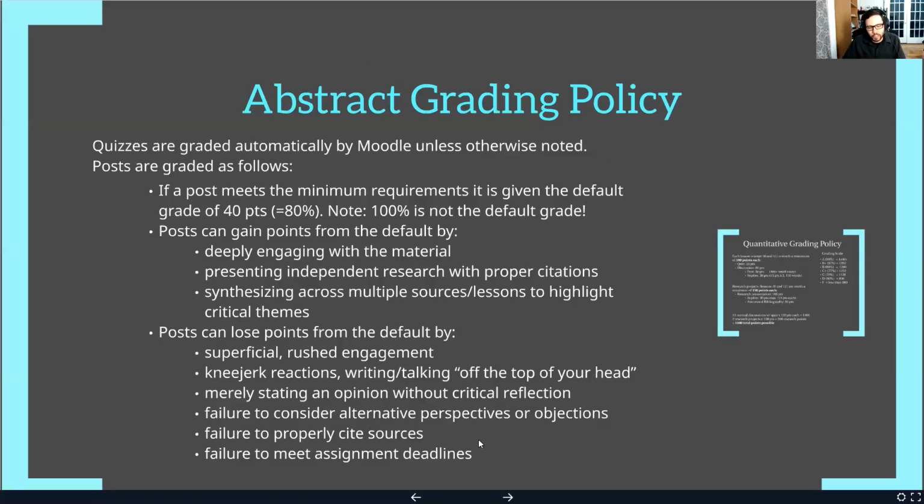Consider other perspectives. If you write from a perspective and it seems like you can't see how anyone would disagree, right? This is sort of a failure of critical thinking. If you fail to properly cite your sources, the biggest reason that people lose points is failing to meet the actual deadlines for the assignments. So there's a strict deadline. Late policy is very strict. Most people lose points from the late policy. This is my general grading policy, going up and down from this default grade.